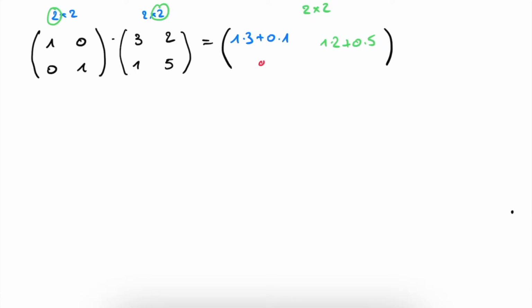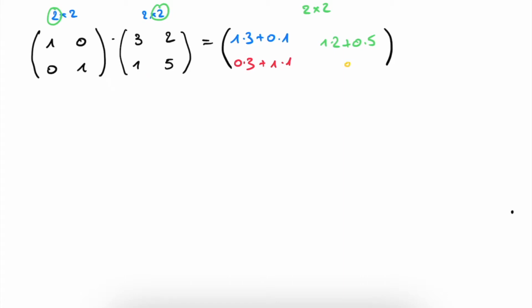The same can be done for this element on the second row and the first column of our resulting matrix. Therefore, we look at the second row and the first column. And in the same fashion, we multiply these two numbers and we add the product of these two numbers. And we get the following: 0 times 3, which is the multiplication of these two numbers. And we add 1 times 1, which is the multiplication of these two numbers.